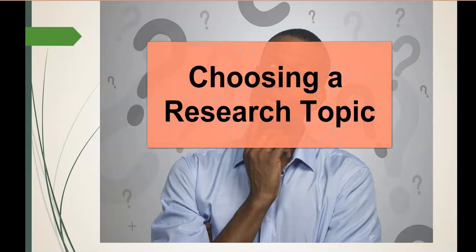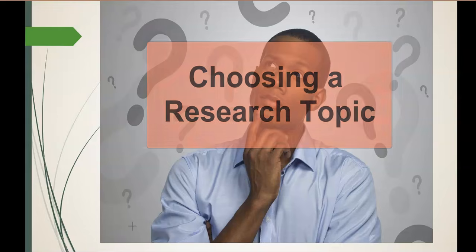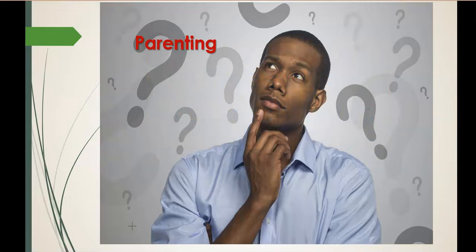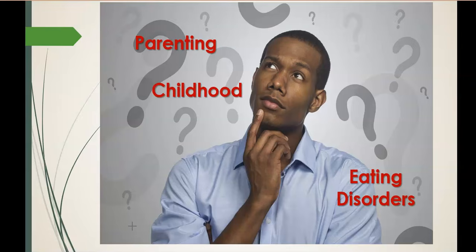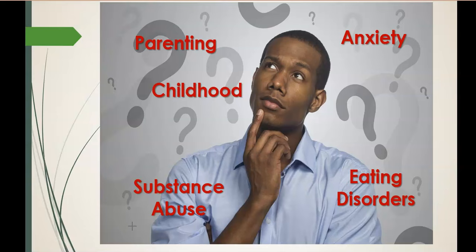First, let's think about all the possible topics you could write about, and all the areas where psychology touches your life. You may be interested in parenting or childhood. You might be interested in eating disorders, anxiety, or substance abuse. Most people are interested in happiness. For this example, let's do a search on mourning and death.